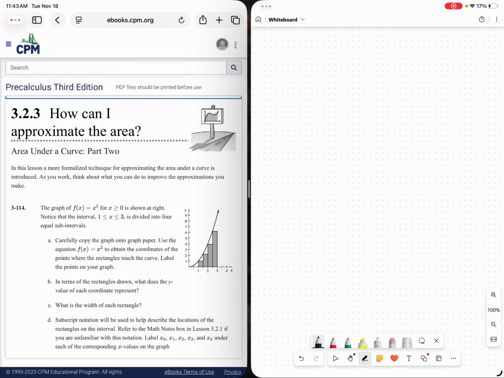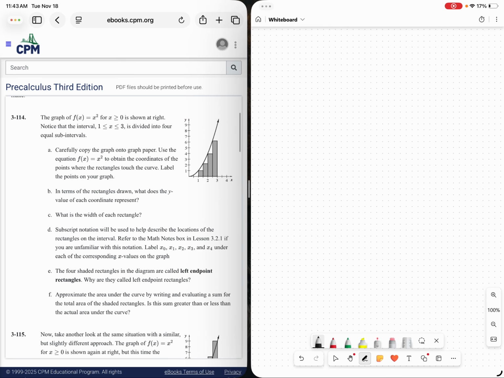Okay, the next part of approximating area under the curve, so part 2. In this lesson, we're going to have a more formalized technique on how to do this. And so just how could we possibly make improvements? Keep that in mind as we work through this: how could we make this better? How could we improve upon our approximation as we head down this path?